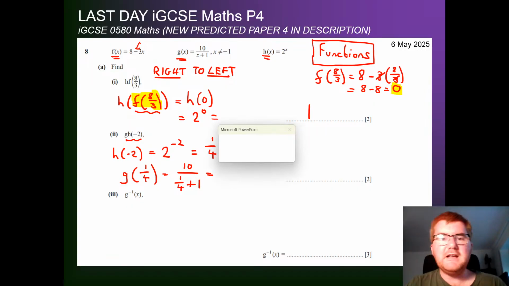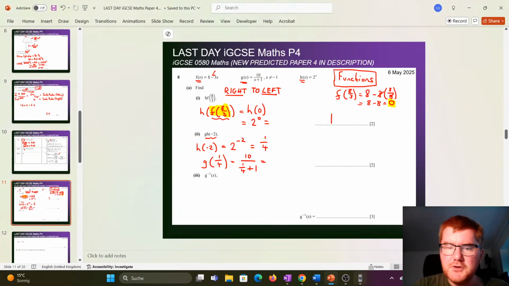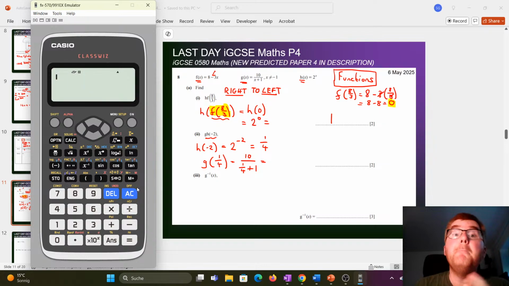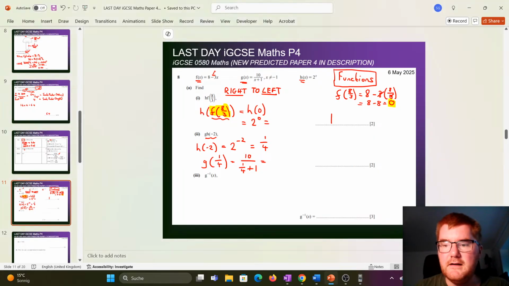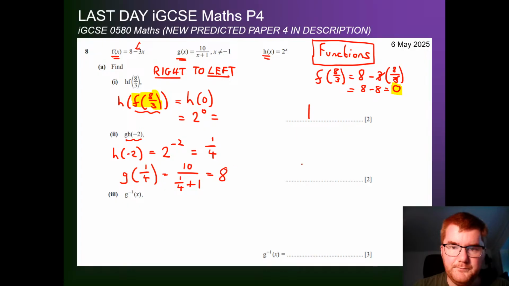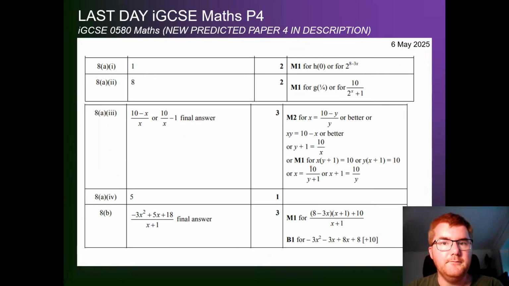But don't forget you have your calculator. What students are really bad at sometimes, they get so paper 2 obsessed with non-calculator skills. Why don't you just put this in your calculator and avoid any problems like that? So you just go 10 over 1/4. This is probably quicker than trying to work it out yourself. And if you do this correctly, you should get the answer of 8. So we get 8 here. Okay.